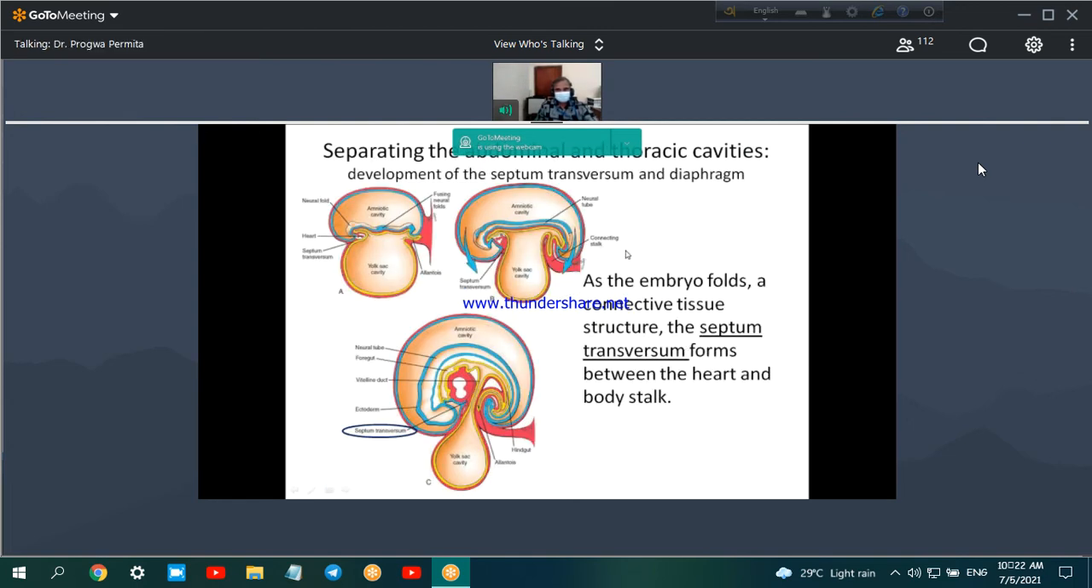During the folding of the embryo, a connective structure, the septum transversum, forms between the heart and the body stalk. This is the septum transversum, formed between the heart and the body stalk.